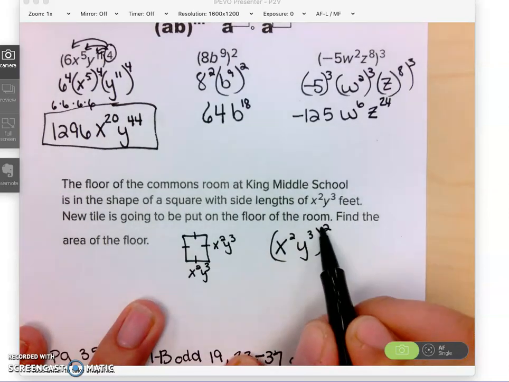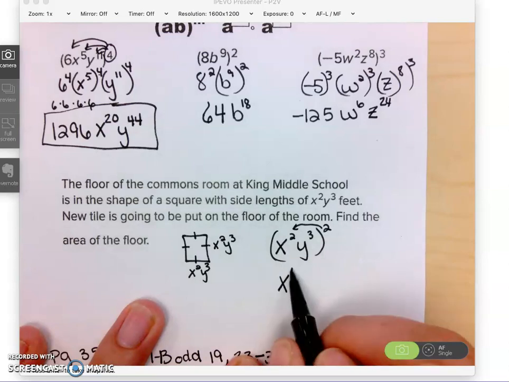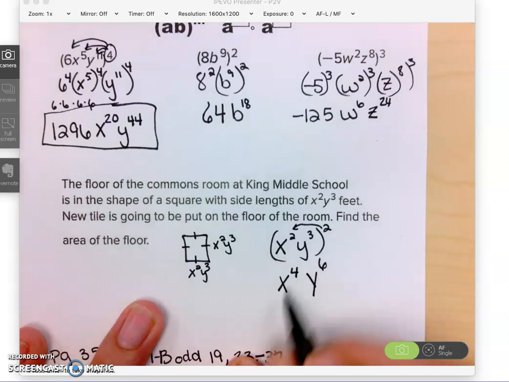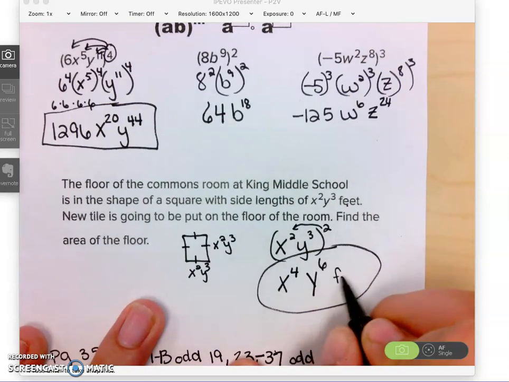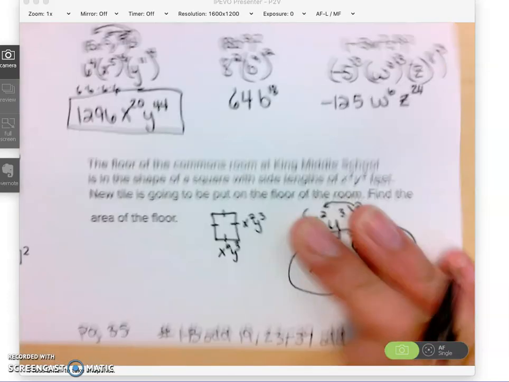So I could distribute this. So x squared to the second power is now x to the fourth power. 3 times 2 is y to the sixth power. And this we would want to label feet. Okay, that was way quick.